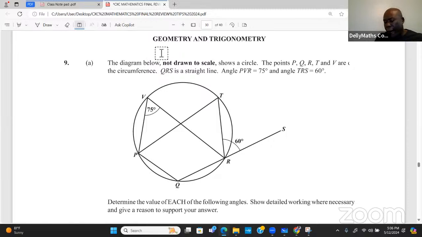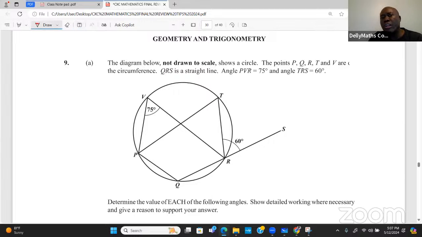All right, so we could get various things on a geometry. You can get plane shapes here. You can get circle theorem here. And then trigonometry, you could get bearings, you could get elevation, depression. Those are the things that can come here. They give a circle here. So let us deal with the circle theorem.